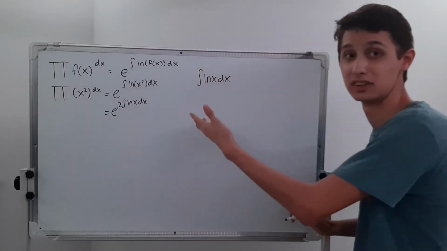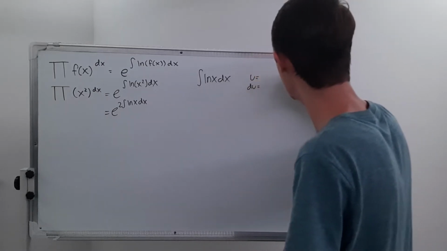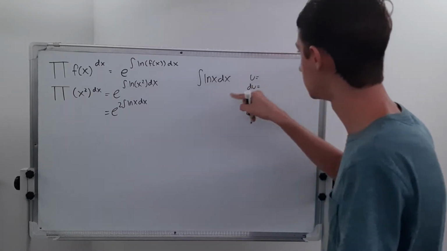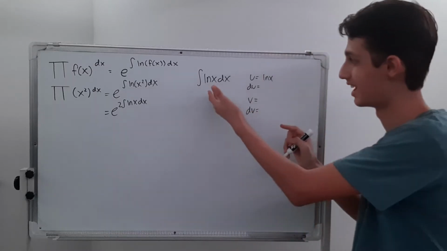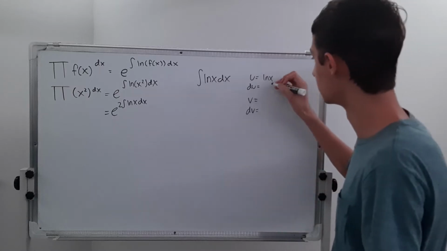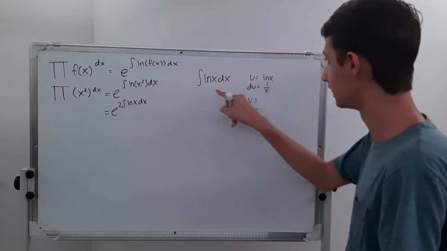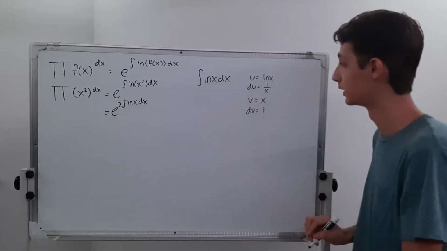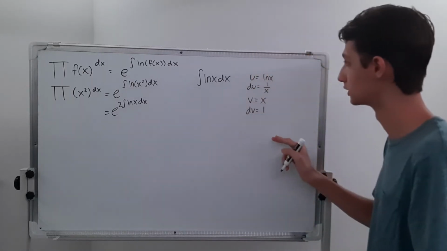We can use integration by parts. So u, du, v, and dv. u is going to be ln x, because we don't know how to integrate ln x here. And so the derivative du is going to be 1 over x, and then dv is just going to be 1, integrate that, and we get v equals x, alright? So we can use this information to plug it back in.